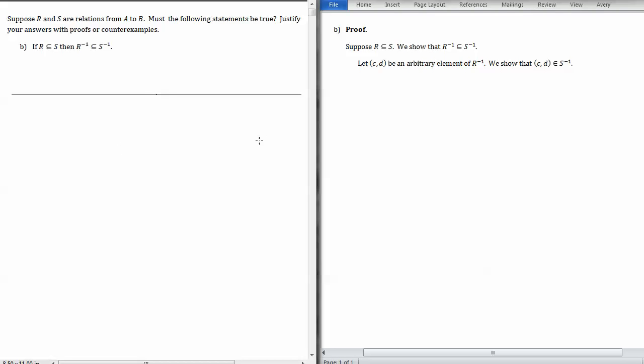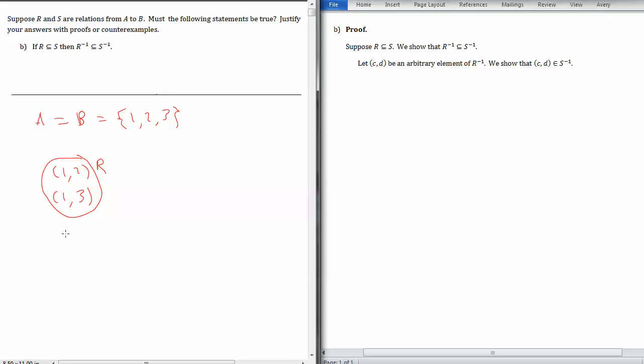Well, let's write down an example and see if we believe this or not. Let's just make up relations R and S. For simplicity, we could have A and B both being the set {1, 2, 3}. So R and S will be relations from this set to itself. Maybe R will have a couple of ordered pairs in it: (1, 2), and how about (1, 3)? So that will be my R.